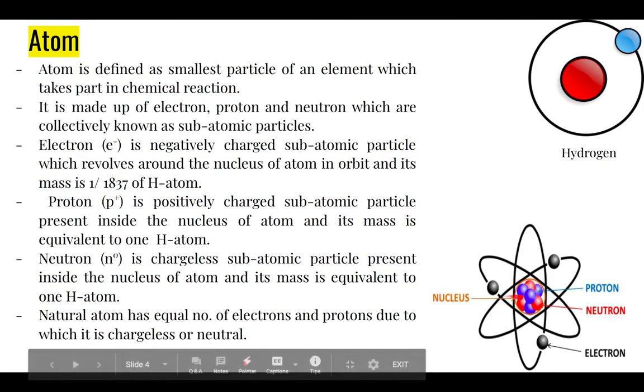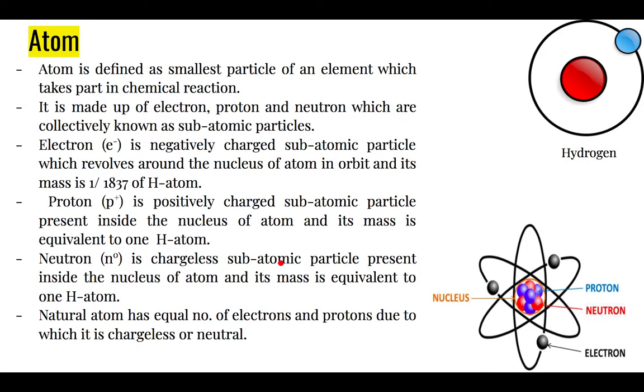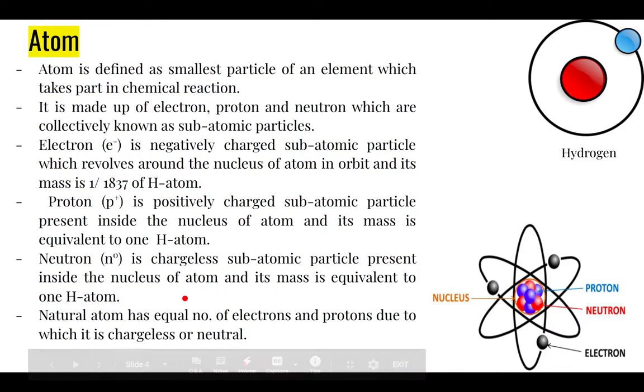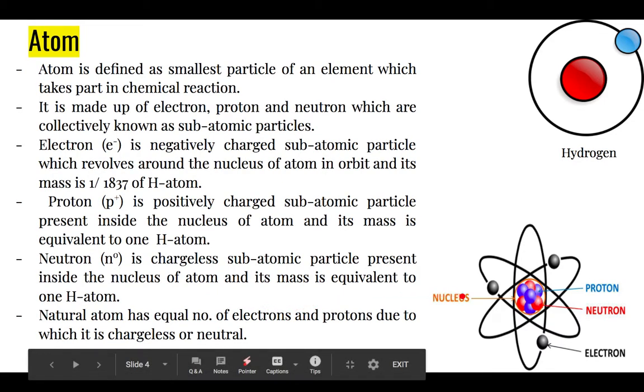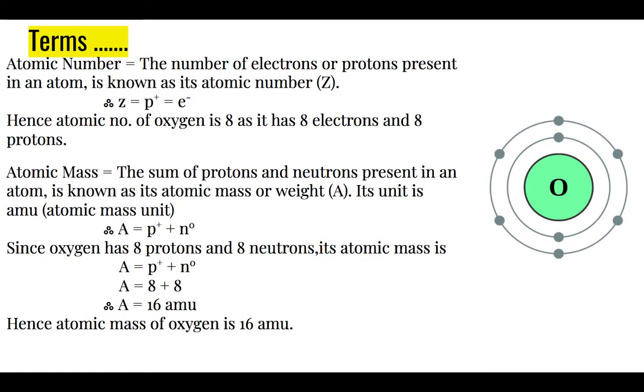Similarly, the neutron also lies at the center of the atom, that is, the nucleus. It doesn't carry any charge, so it is a chargeless subatomic particle, and it is present inside the nucleus of the atom, and its mass is also equivalent to one hydrogen atom. Naturally, all atoms have an equal number of protons and electrons. Neutrons can be equal or unequal also. But protons and electrons are always equal in natural condition.